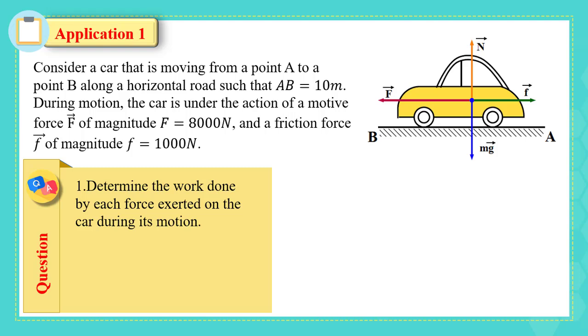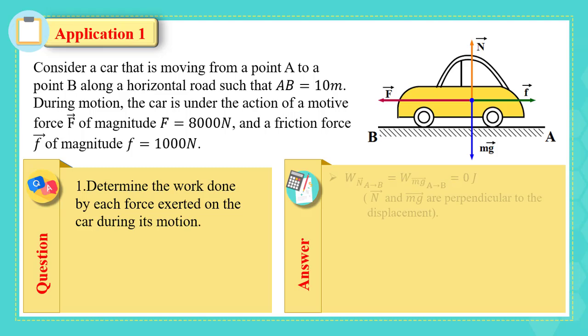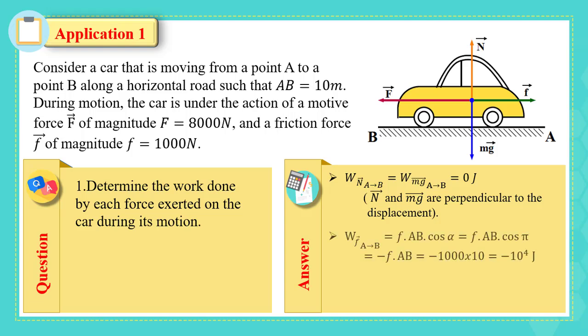We represented the forces acting on the car on the figure. You just want to find the work done by each force. Pause the video and take your time to solve this part. Let's start. The work done by the normal reaction N and weight mg is 0. Why? Because N and mg are perpendicular to the displacement.